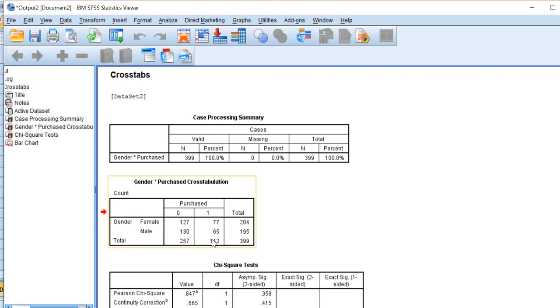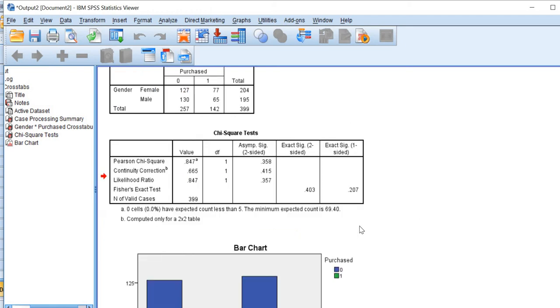We can see a kind of little skewed distribution. 257 of them say no, not purchased, while 142 have purchased. There are 204 females out of 399, while 195 are males. Among the 204 females, 127 have not purchased, while 77 have purchased. And among the 195 males, 130 have not purchased, while 65 have purchased.